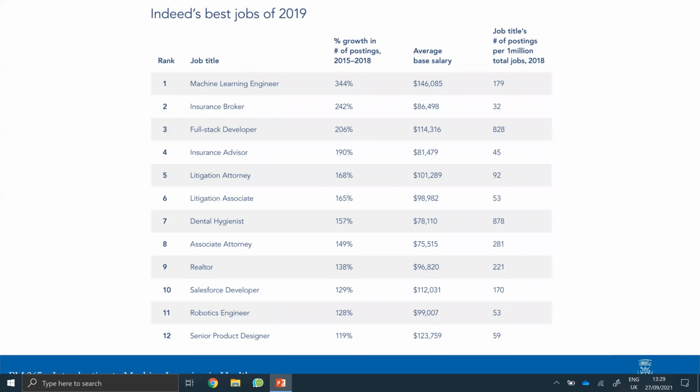Again, this is a slightly old graph, but Indeed's best jobs 2019, and I'm sure it's the same for 2020 and 2021, is a machine learning engineer. So if you want to earn big bucks, get into machine learning. If we look at a few of these other ones, I'm sure insurance brokers use machine learning in their job to look at credit risk and so on. Full stack developer, again, is someone that does coding. So coding and machine learning is a good space to be in. It will set you up nicely.